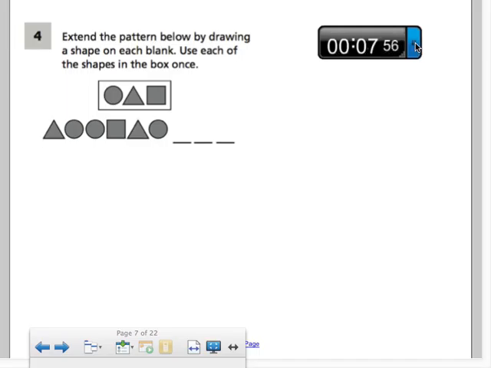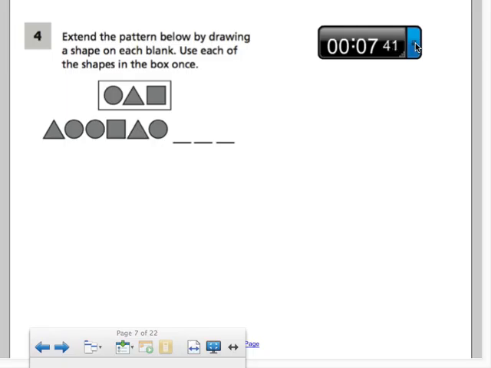Extend the pattern below by drawing a shape on each blank. Use each of the shapes in the box once. Hey, this is a lot like our warm-up. Of course it is. I'm trying to help you.